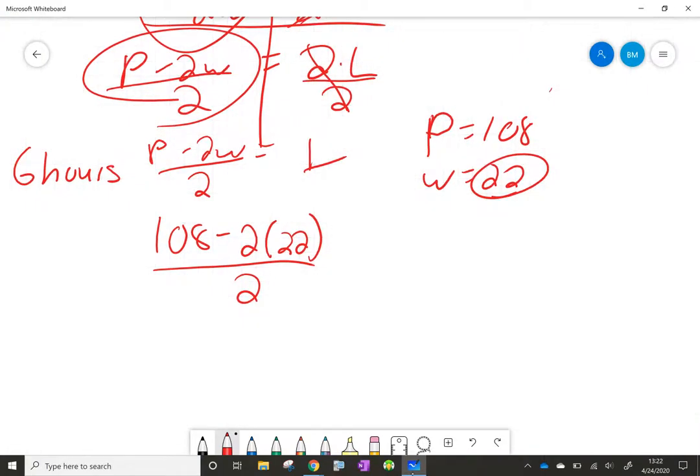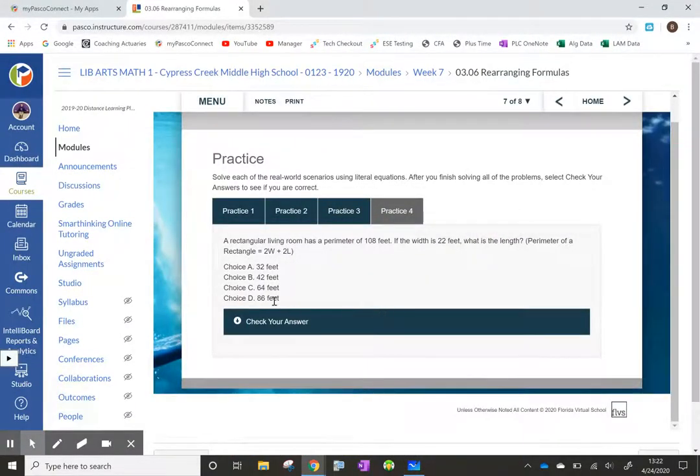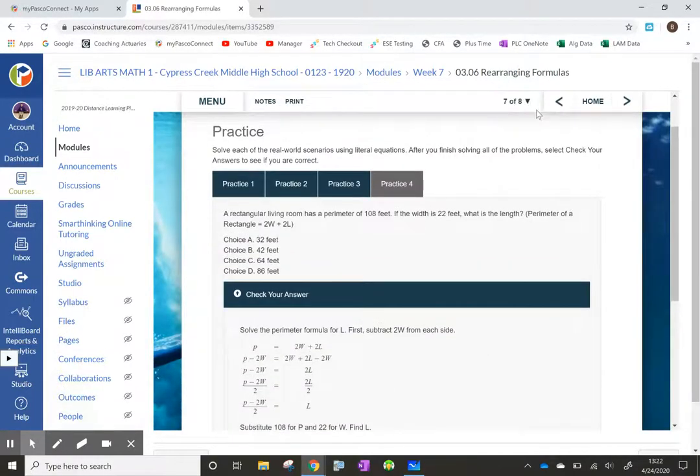So let's do the multiplication first. 2 times 22 is 44. So we have 108 minus 44 over 2. If I subtract, 108 minus 44 is 64. And then, of course, divide by 2. 64 divided by 2 is 32. So the length must be 32 feet. Choice A. And there you go. Right? It's all done for you.